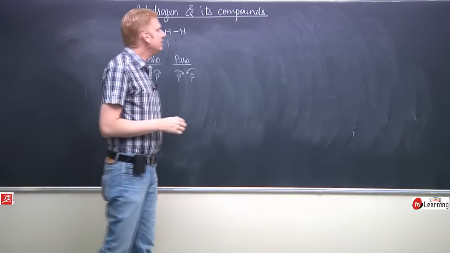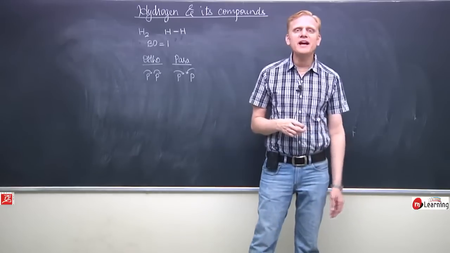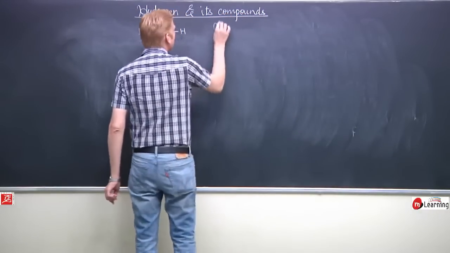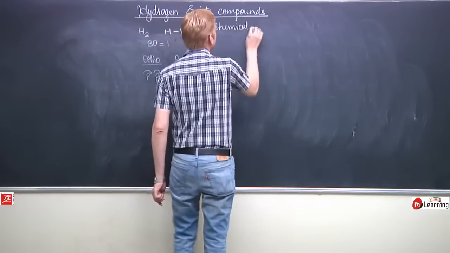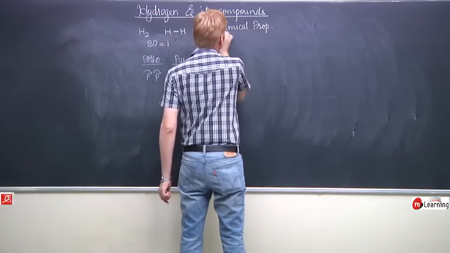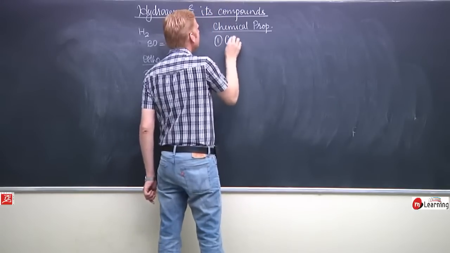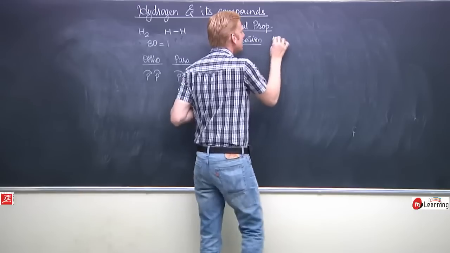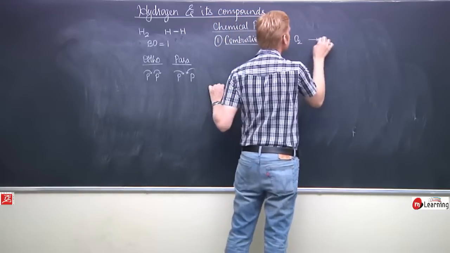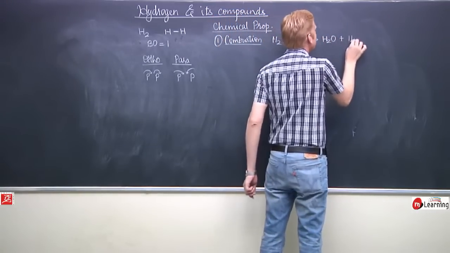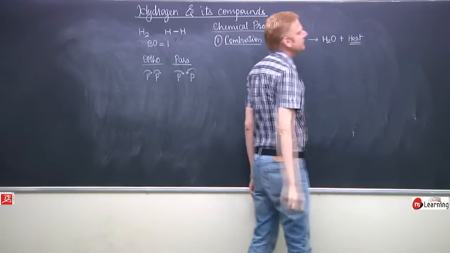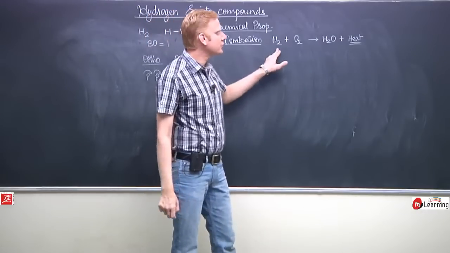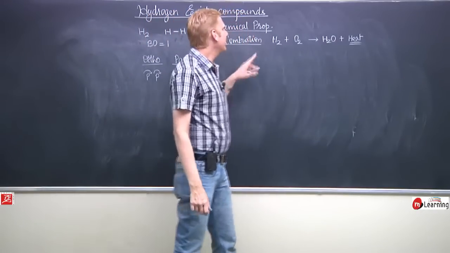Now besides this, let us come to the chemical properties of diatomic molecular hydrogen. In the chemical properties, hydrogen undergoes combustion. Combustion of hydrogen means reaction with oxygen to form water. The important thing is liberation of heat. It has high heat of combustion. High heat of combustion of hydrogen shows that hydrogen is a good fuel.